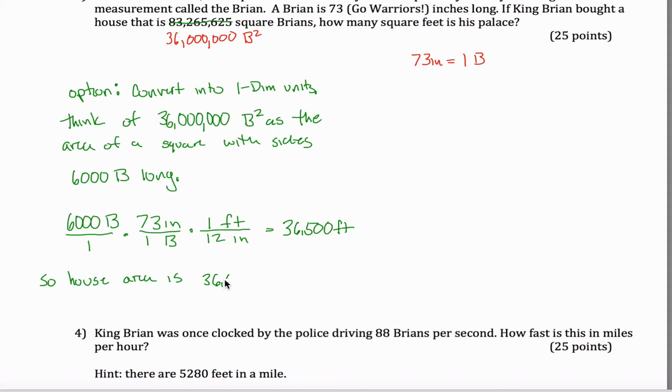So house area is 36,500 times 36,500, which is equal to, wow, a ridiculous number. All right, let me try to write this. There are 4 zeros at the end. Well, put the equal sign up here. 1, 2, 3, 4 zeros, and then before that there's a 2 and a 5, and then before that there are 2 3s and a 2, and before that there's a 1. So 1,332,250,000 Bryans squared.